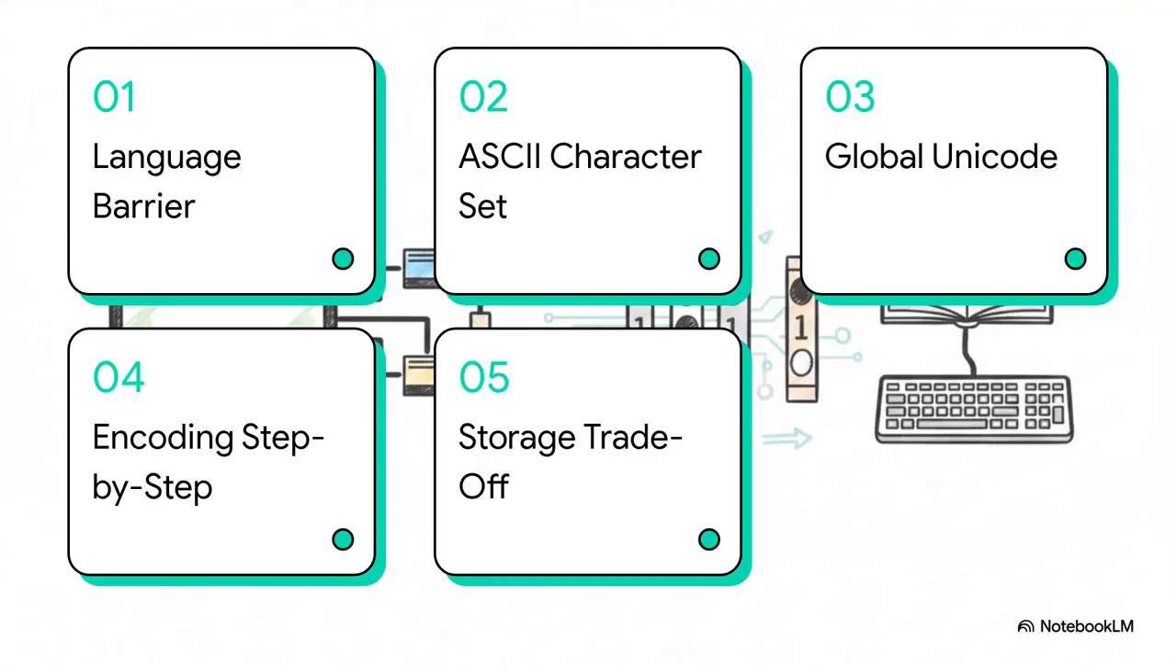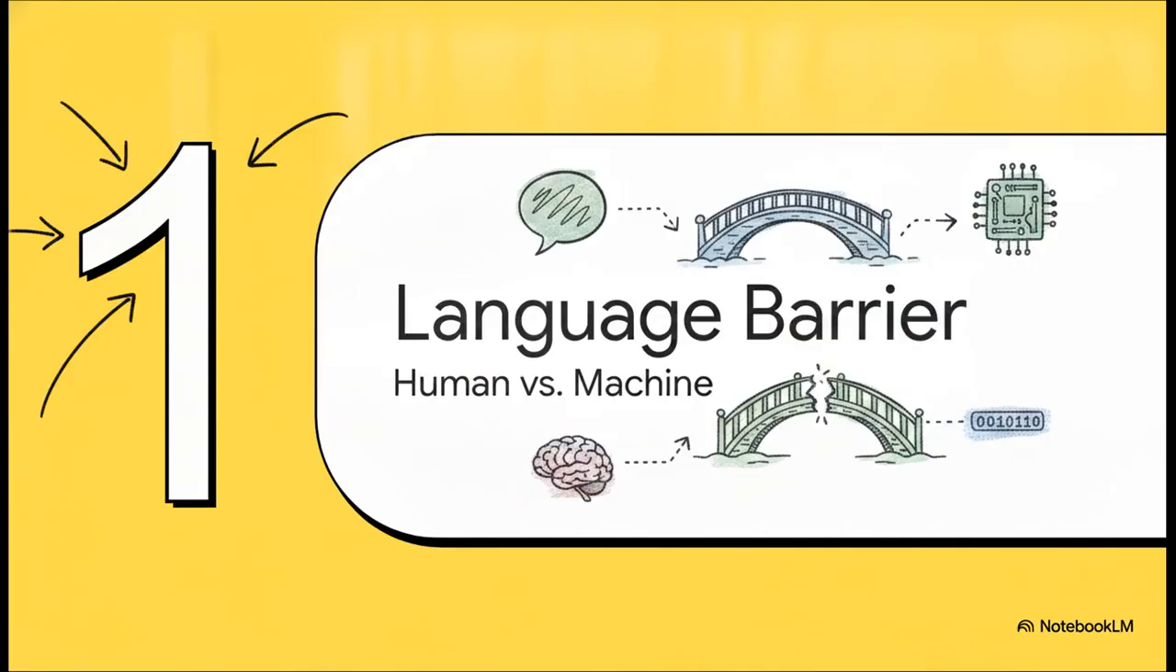Here's our roadmap for today. We'll start off with the language barrier, look at the ASCII character set, explore going global with Unicode, break down encoding step by step, and finish up with the storage trade-off. Let's dive in. Section 1.